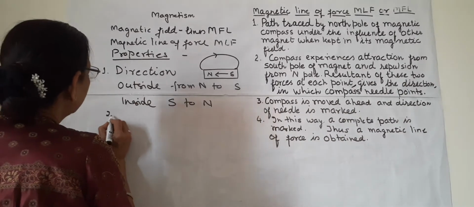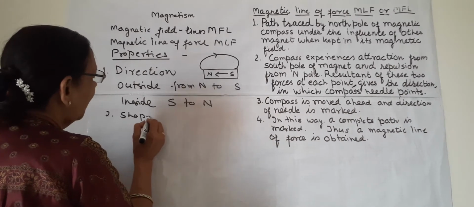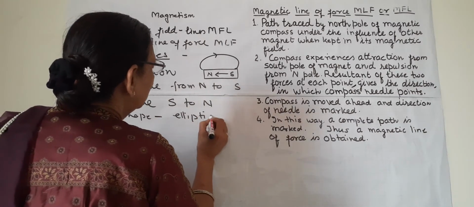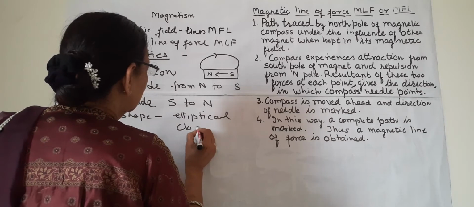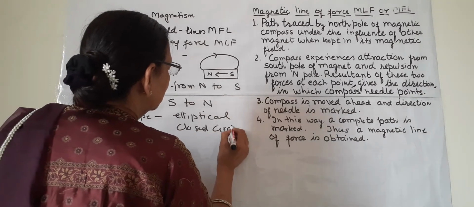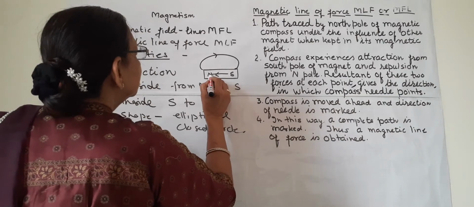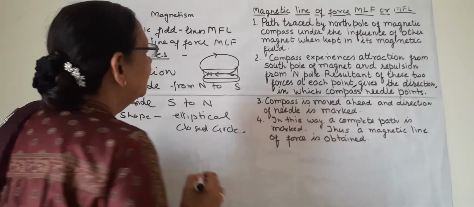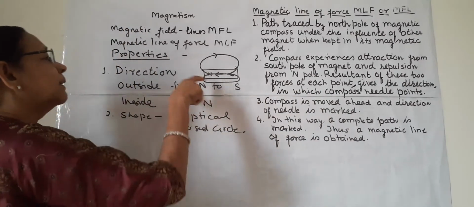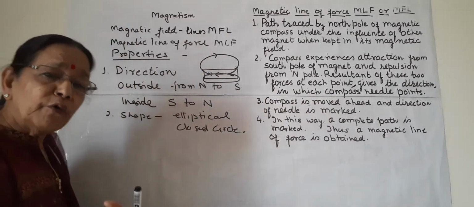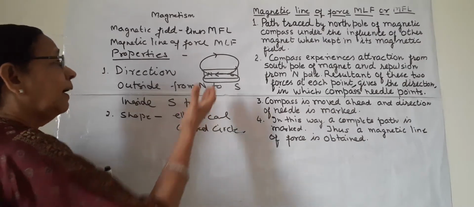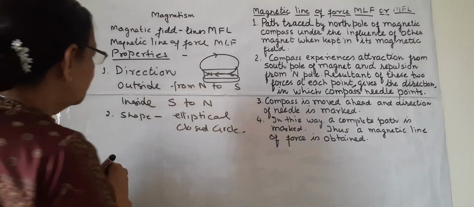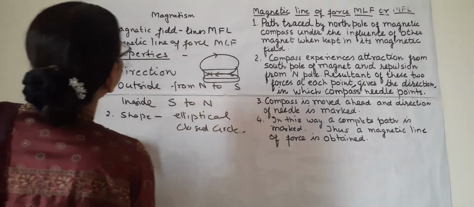Then their shape, I have just told you, they are elliptical closed circles. It means it will be like this. It is a closed circle. And these circles may be elliptical or oval or circular, depending upon the shape of the magnet. So this is the shape. They are elliptical closed circles.